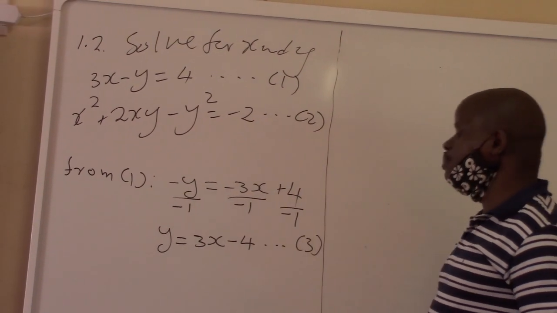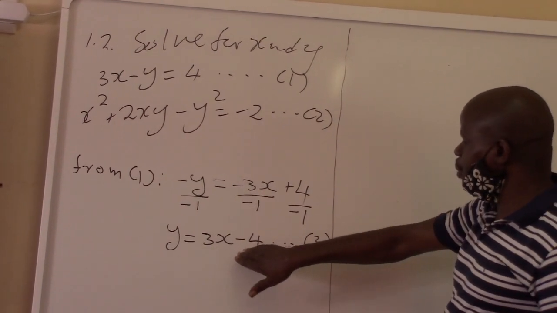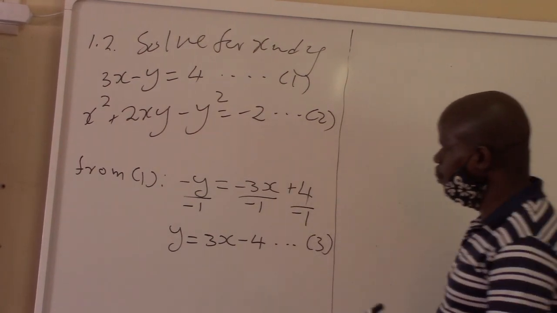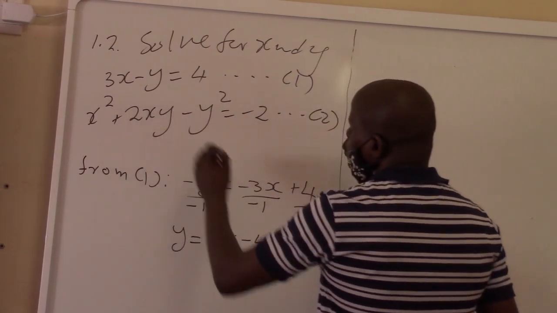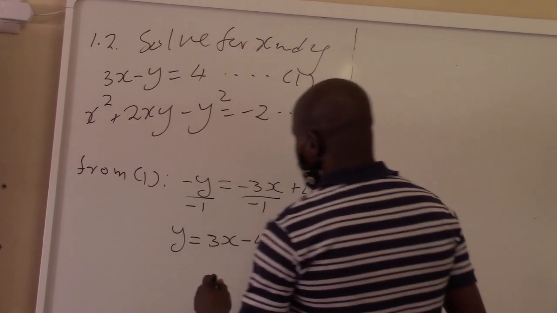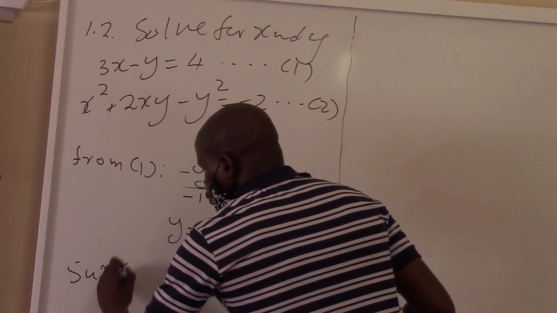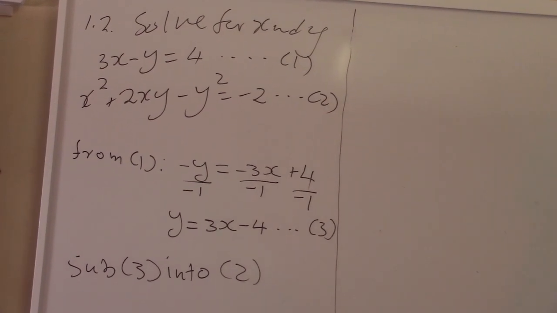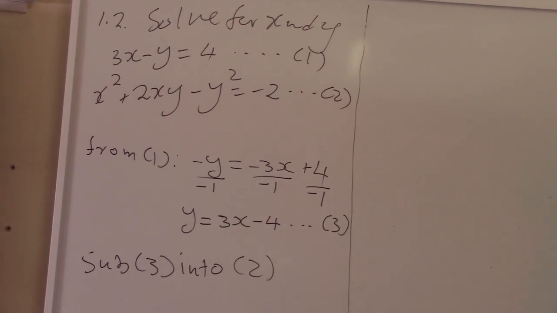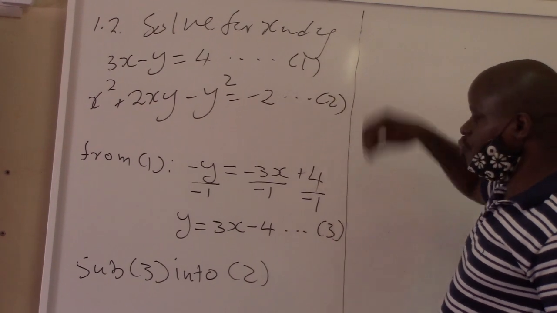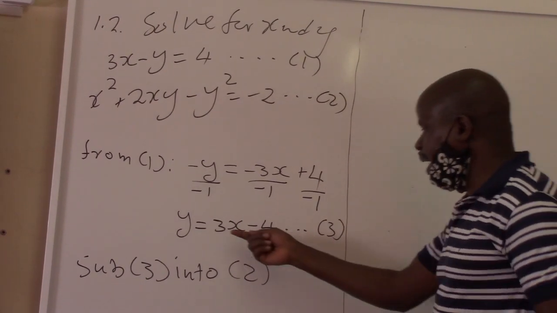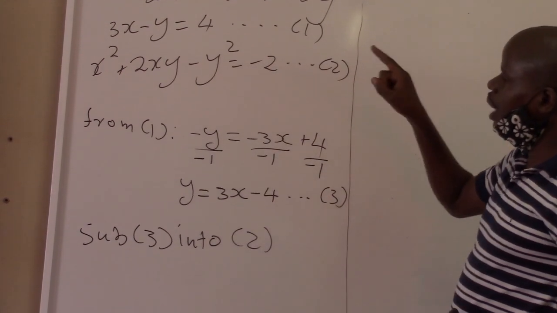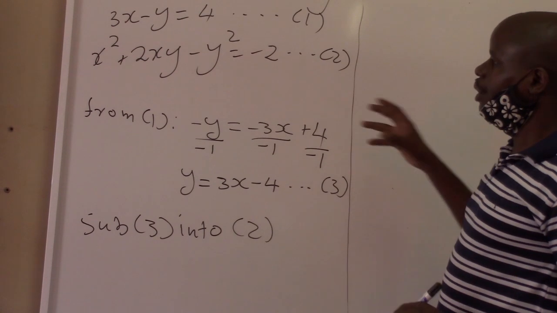The second mark comes in when you substitute the newly formed equation into the other equation which you did not fiddle with. In this case, equation 2, we did not do anything to it. So we substitute equation 3 into equation 2. Wherever there is y, we no longer write y, but we write 3x minus 4, because 3x minus 4 is equal to y. So we are eliminating y, so that we remain with x's.